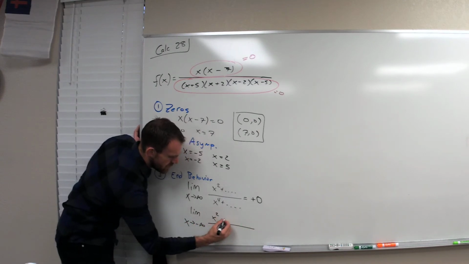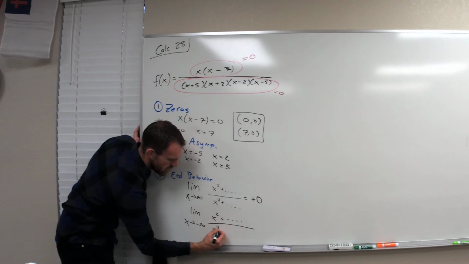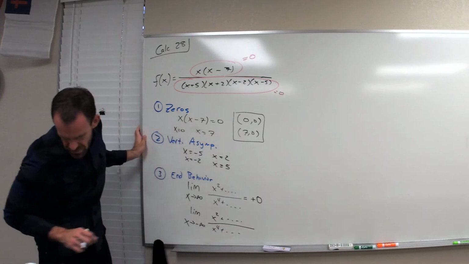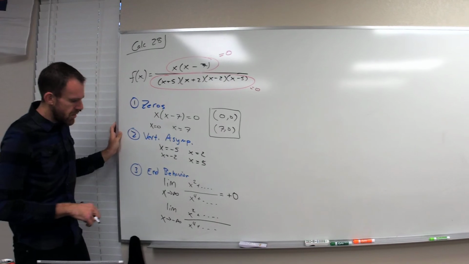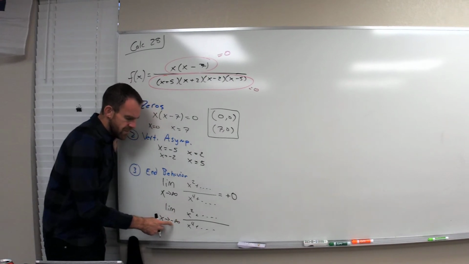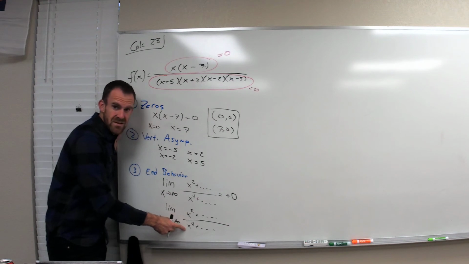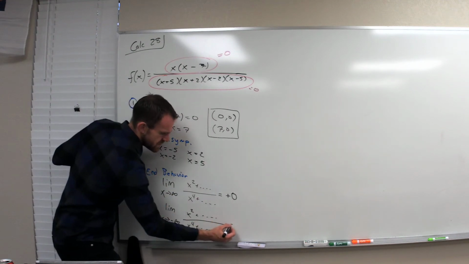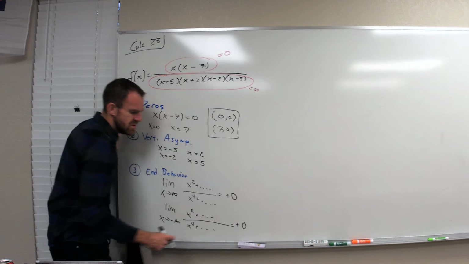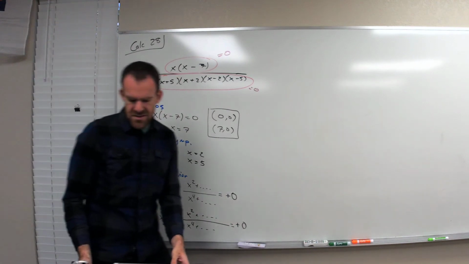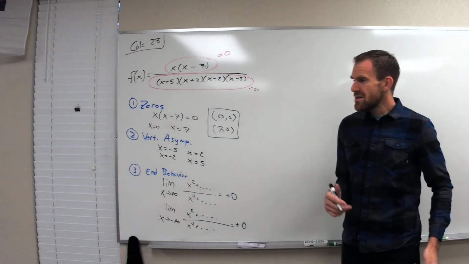I get x squared plus all these terms over x to the 4th plus all these terms. But when I plug in negative infinity and I square it, that becomes positive. When I plug in negative infinity to x to the 4th, that also becomes positive. So this still approaches from the positive 0 side. Now what's the consequence of that?